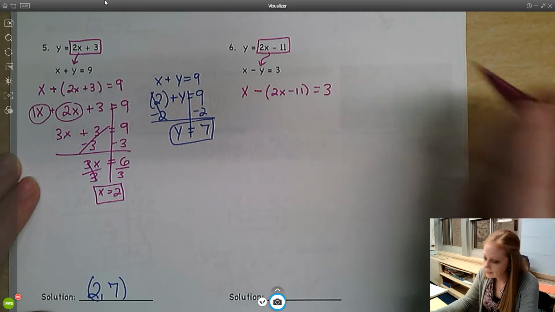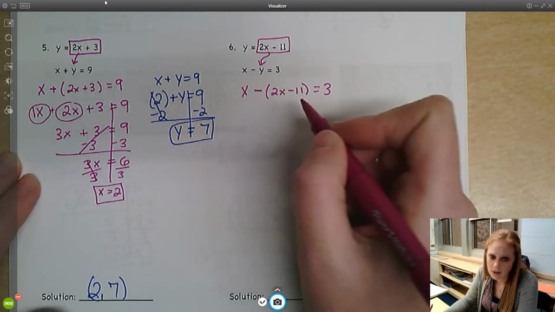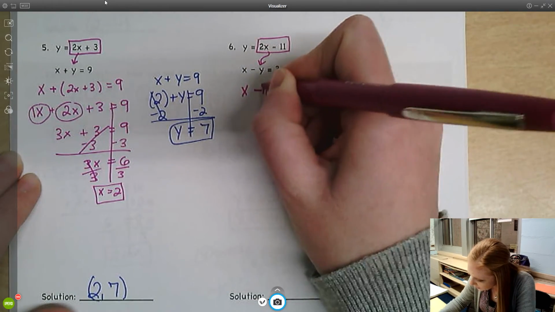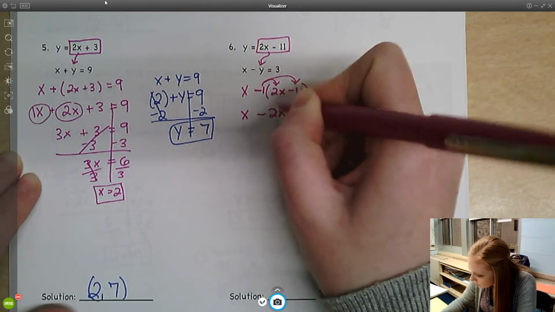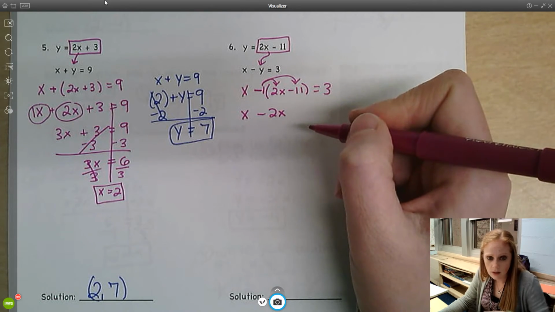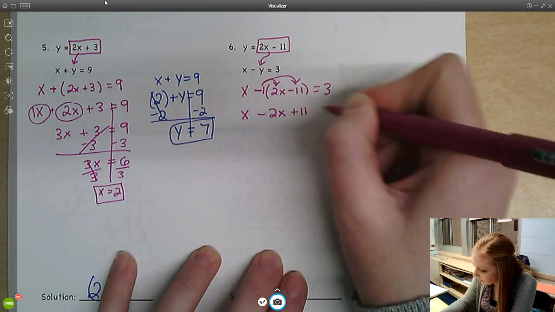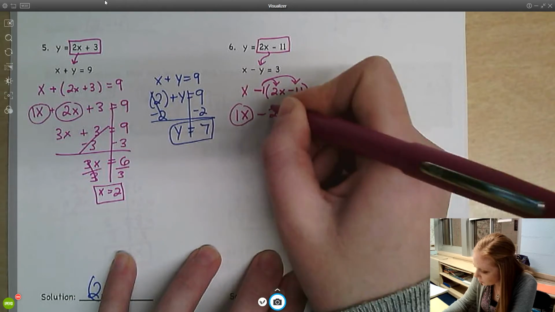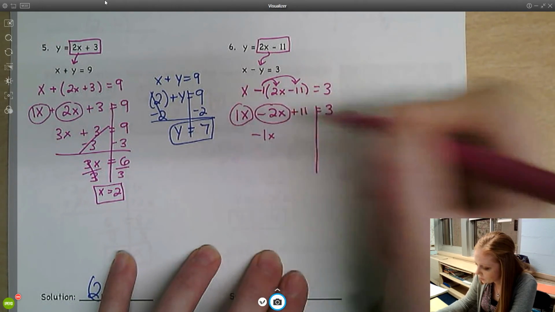Okay, this one's a little tricky. See this minus sign? We're subtracting the entire y. So this entire 2x minus 11 needs to have that minus sign. So we're going to treat this like a -1 and distribute it. So now I'm going to have x minus 2x, because -1 times 2 is -2. So x minus 2x, and then -1 times -11 is positive 11 equals 3. Now we can combine like terms. This is 1x, this is minus 2x. That's going to give us -1x. 1 minus 2 is -1.